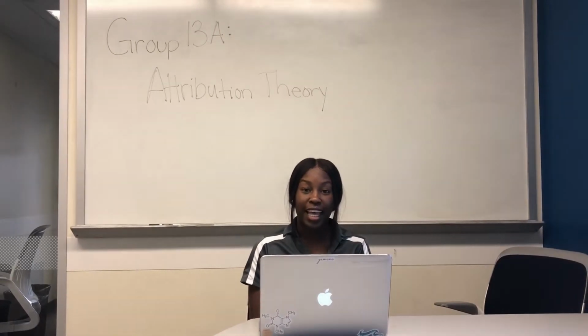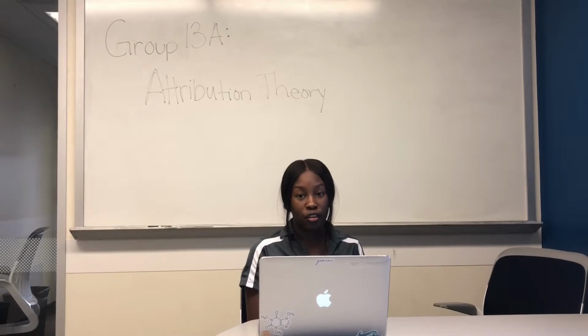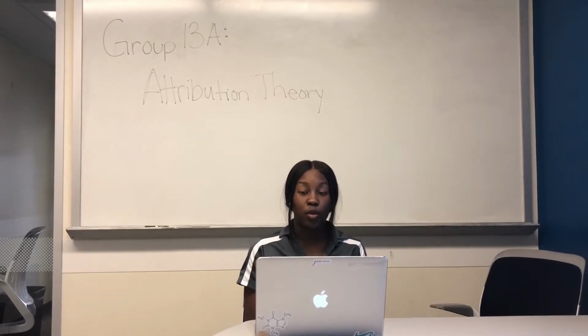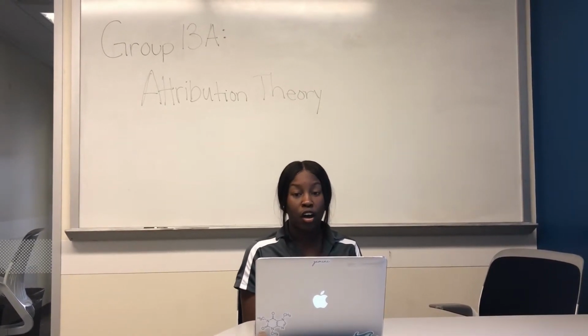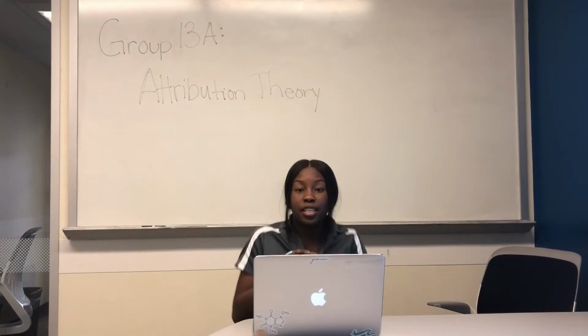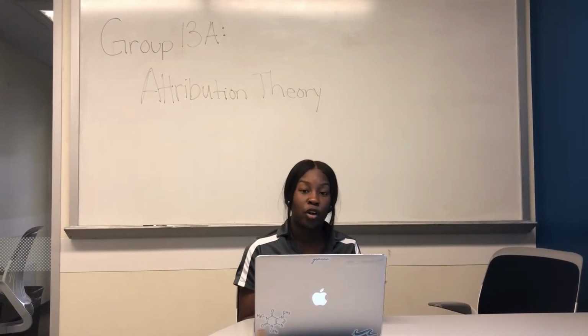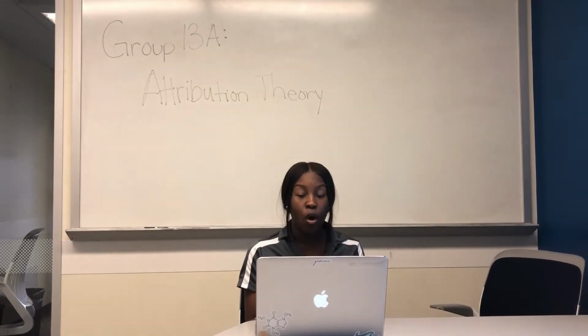So since we just discussed the exceptionality effect, we're going to move on to the third attribution bias, which is the recency effect, which is over-attribution caused by the most recent events. So basically this goes into the fact of decisions regarding a person's most recent behavior or actions.